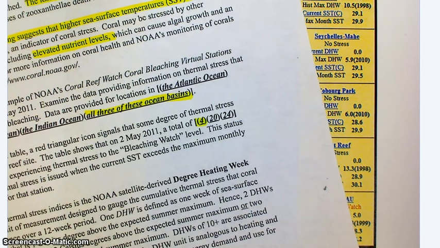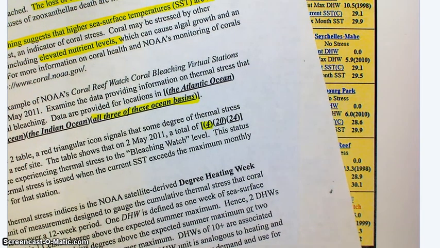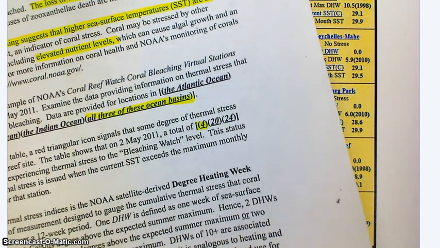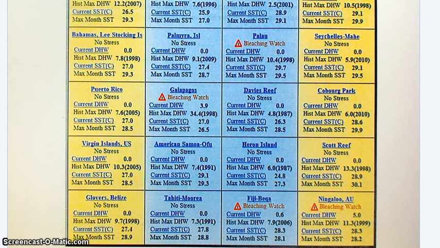Okay. This status level of thermal stress, I'm still reading 22, is issued when the current sea surface temperature exceeds the maximum monthly mean sea surface temperature for that station. Okay, I'm going to stop here and I'll do one more screencast to finish this up.